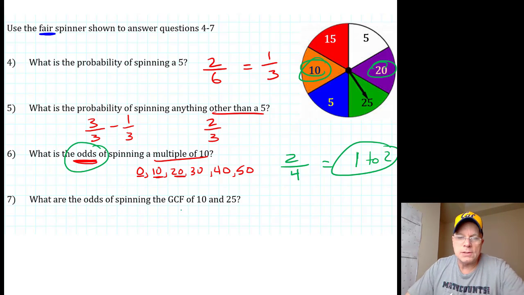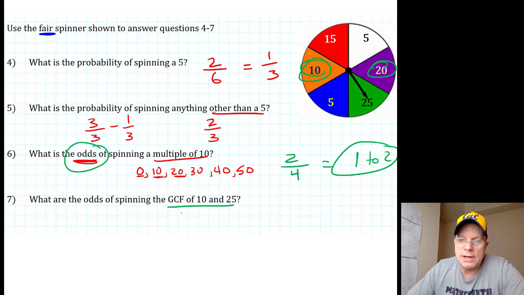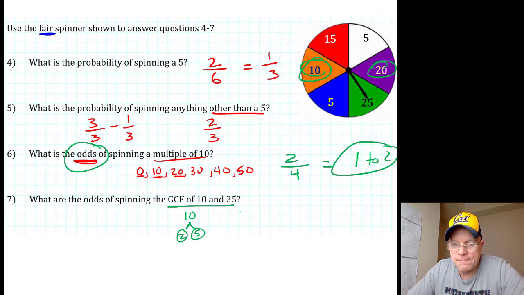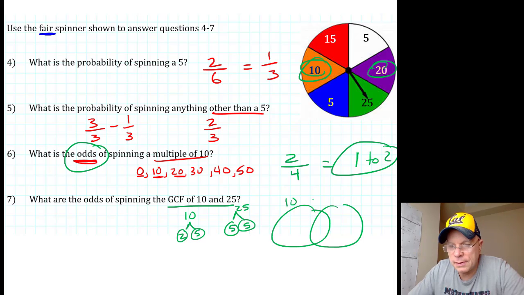The odds of spinning the GCF of 10 and 25, the greatest common factor. You wouldn't need to do this, but I'm just reminding you of something we learned earlier this year. The prime factorization of 10 is 2 times 5, and the prime factorization of 25 is 5 times 5. And when you look at those in a Venn diagram, there's a common prime factor of 5. And I check this circle, 2 times 5 is 10. I check this circle, 5 times 5 is 25.